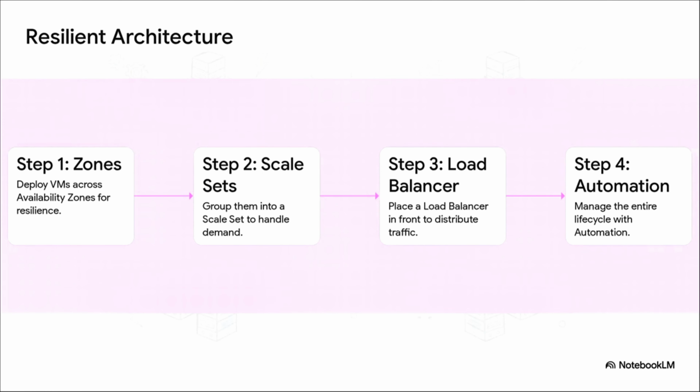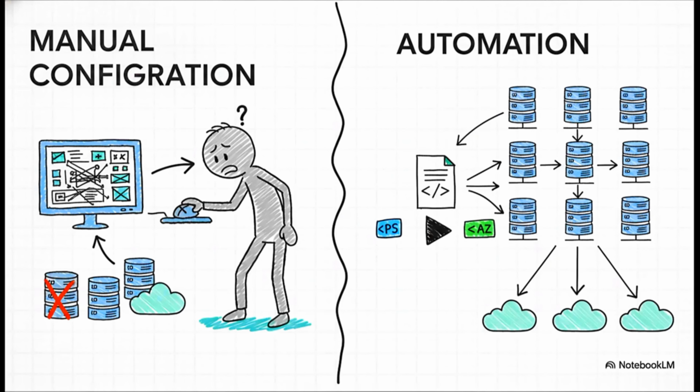So, let's put it all together. Here is the blueprint for a modern, resilient cloud app. Step 1. You build your foundation on resilience by deploying your VMs across multiple availability zones. Step 2, you handle demand by grouping those VMs into a scale set. Step 3, you manage all the incoming traffic with a load balancer at the front. And the final, absolutely crucial step: you automate the whole thing.